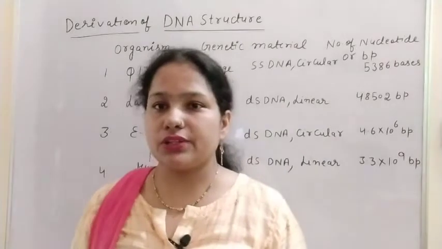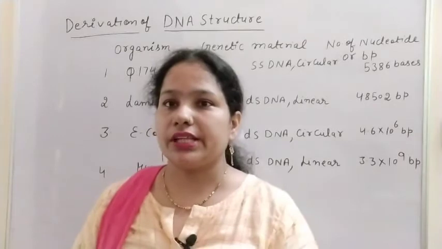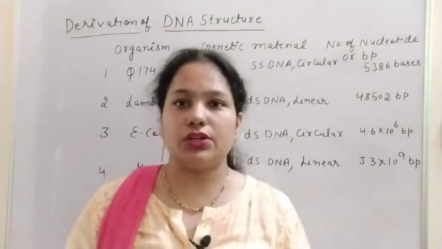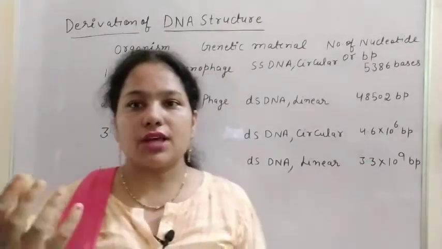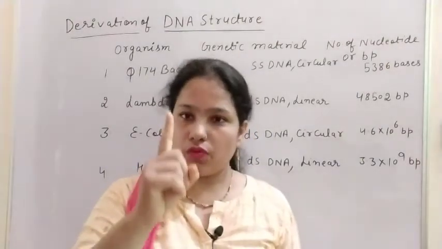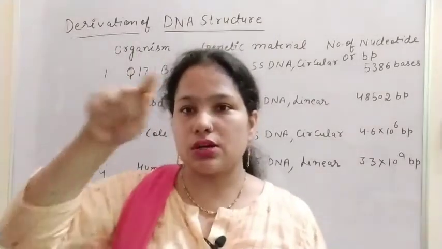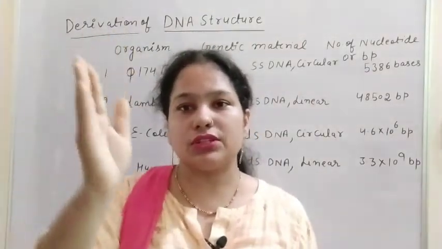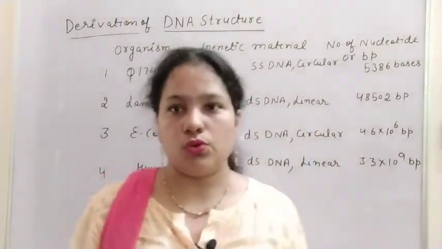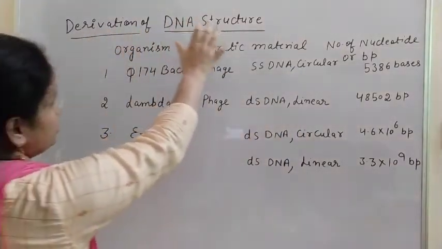So by understanding this video, you can come to know the basic structure of DNA, that DNA is made up of which substance. In DNA the nucleotides are there, and in some organisms this DNA is single stranded. Single stranded means only one strand is there, and in some organisms this DNA is in the circular form. Some have it in the double stranded form. So that we will understand in this video. So let us understand. The topic is derivation of DNA structure.